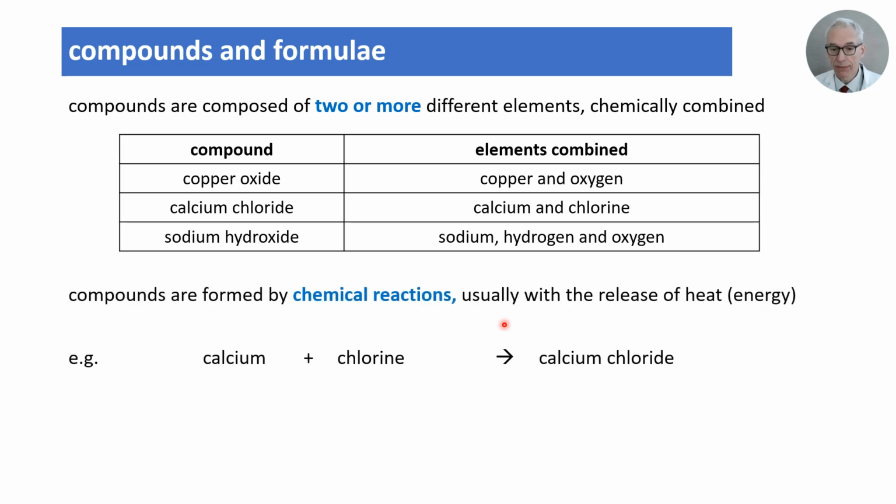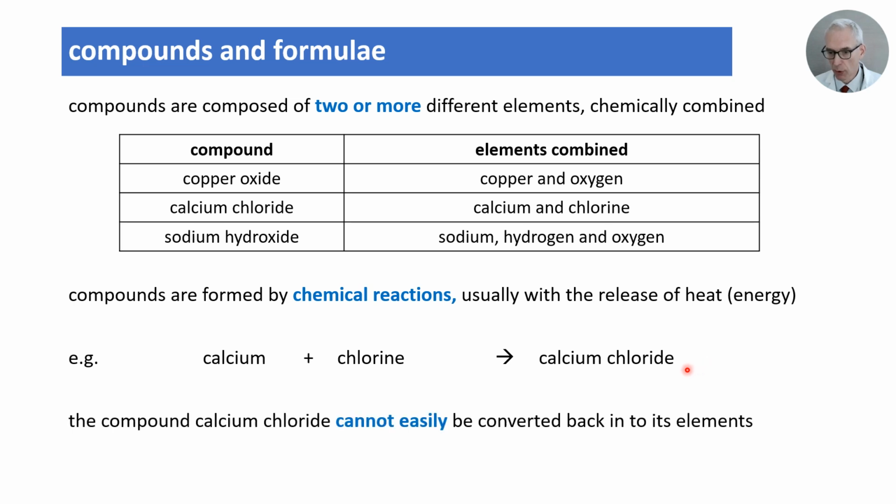Now, compounds are formed by chemical reactions. So we have to distinguish between compounds and mixtures. Formation of compounds usually is accompanied by the release of heat energy. So calcium and chlorine going to form calcium chloride. That reaction would release some heat. We've formed the compound, and the compound cannot be easily converted back into its elements.